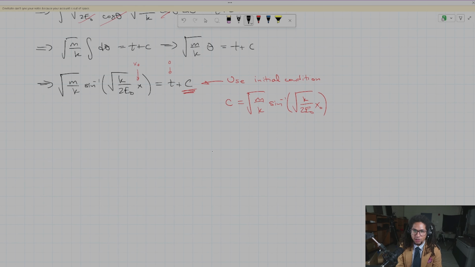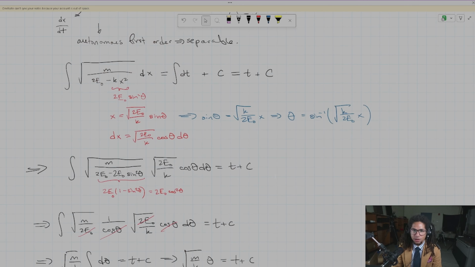Now I'd like to solve for x, so I need to start moving things around. Okay, first let me multiply over to the other side my root k over m. So I get k over 2e naught x is equal to root k over m times t. Then I need to say plus c, but notice that the root k over m is just going to cancel this factor. So we'll say plus sine inverse of square root k over 2e naught x naught. Good.